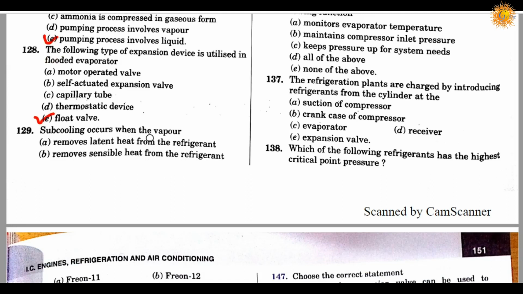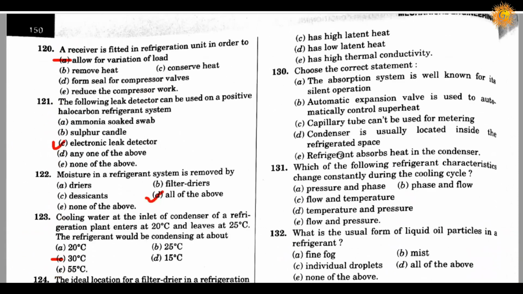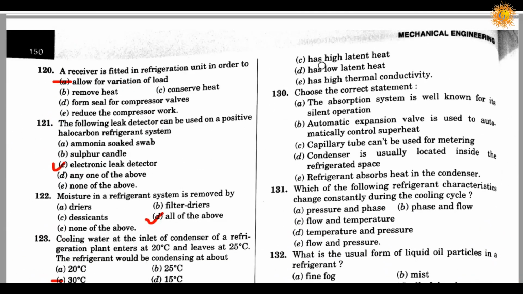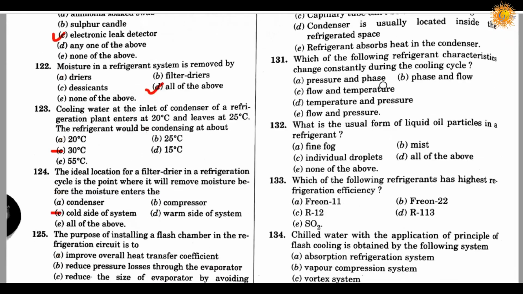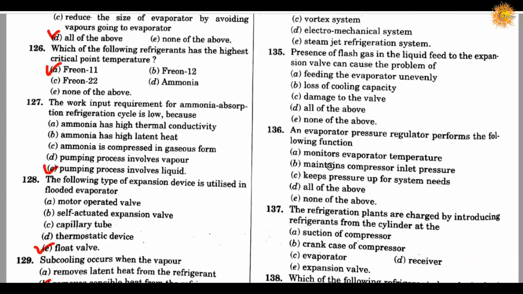Subcooling occurs when the vapor: option A, remove latent heat from the refrigerant; option B, remove sensible heat from the refrigerant; option C, has a high latent heat; option D, has a low latent heat; and option E, has a high thermal conductivity. So the correct answer will be B. It will be remove sensible heat from the refrigerant.